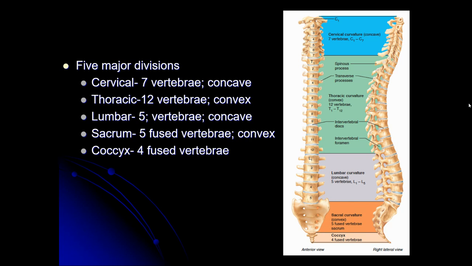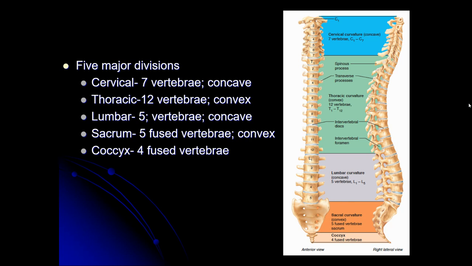As we count the vertebrae and look at them, first there are the cervical vertebrae, and there are 7 of those. They're numbered or named C1 to C7. The curvature here is concave. The second division is the thoracic, and there are 12 vertebrae here, named T1 to T12. The curvature here is convex. The next section is the lumbar, and there are 5 vertebrae here. They're numbered L1 to L5, and the curvature here is concave.